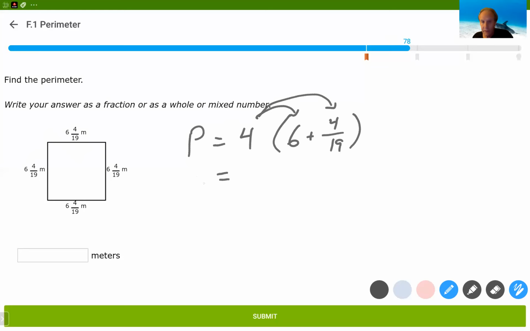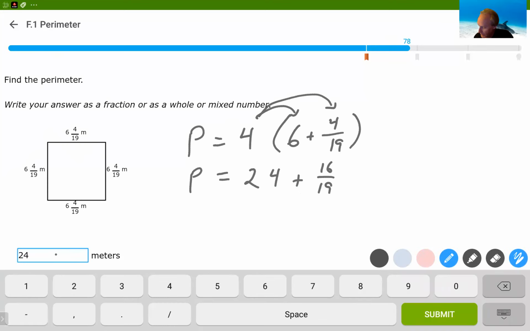So my perimeter is equal to 24 plus 4 times 4 is 16/19. And that can't be reduced, so we're done. 24 and 16/19. One of the things you'll notice is I had to put a space for my mixed number. But I got it.